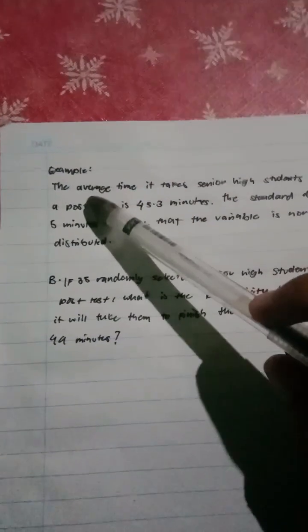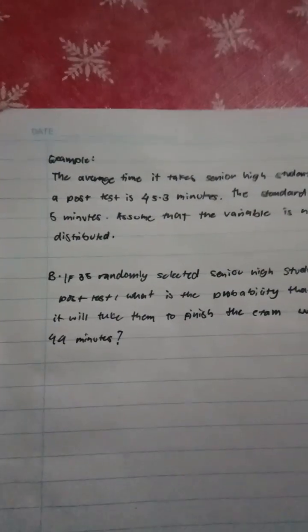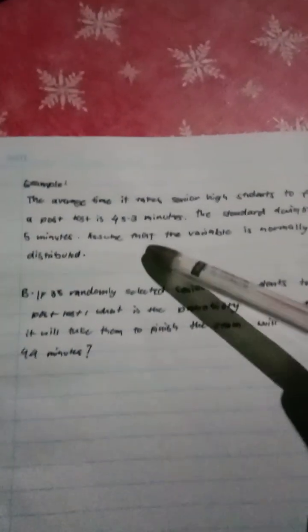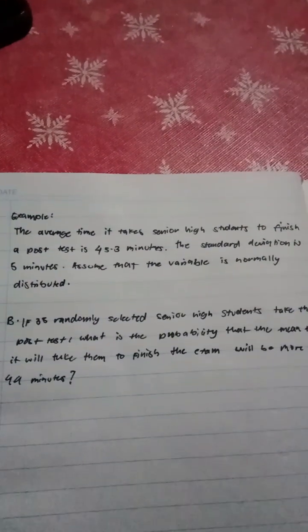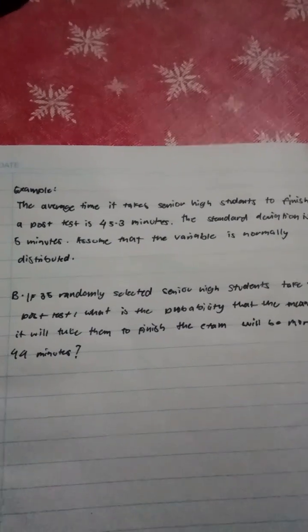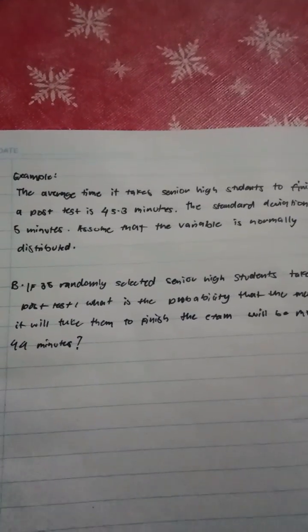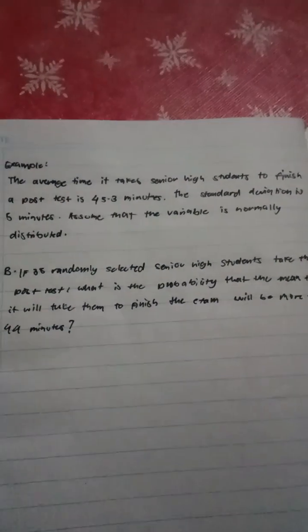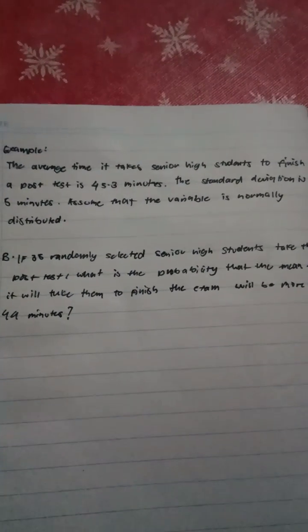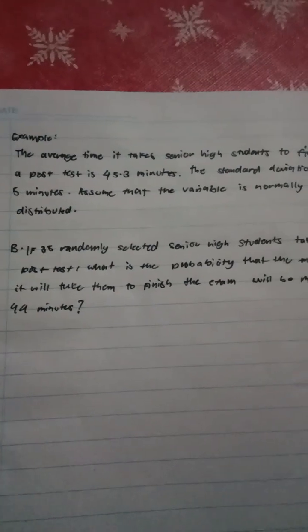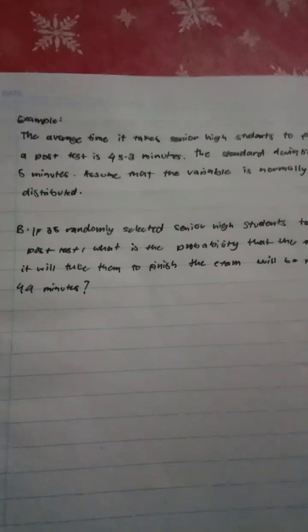We have an example here. Example: the average time it takes senior high students to finish a post-test is 45.3 minutes. The standard deviation is 5 minutes. Assume that the variable is normally distributed. B. If 35 randomly selected senior high students take the post-test, what is the probability that the mean time it will take them to finish the exam will be more than 44 minutes?